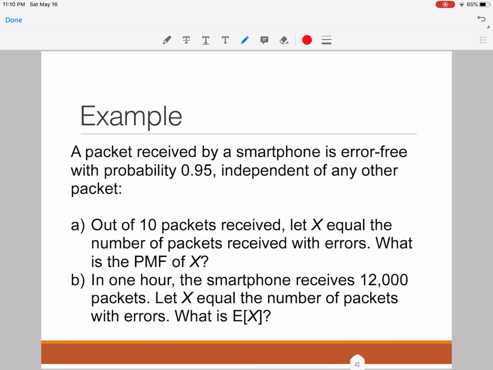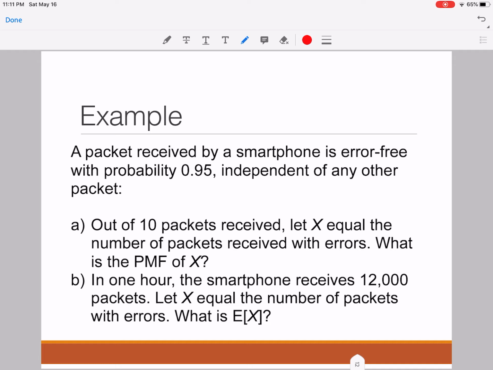Let's apply the principle of expected value for a probability problem. Here I have a packet which is received by a smartphone, and it's going to be error-free with probability 0.95, independent of any other packet. If I were to receive 10 packets, let x be the number of packets received. What is the PMF of x? So which random variable would you use?